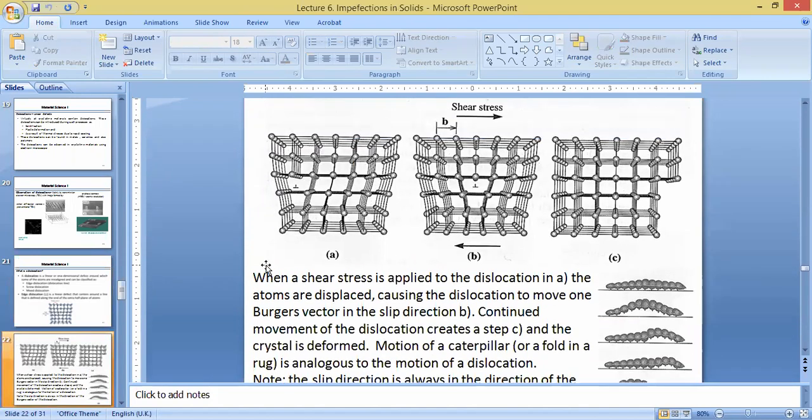What happens usually is when stresses are applied, when the material is undergoing plastic deformation, that's when these dislocations begin to happen. In short, some force has to act on it. An example is this one: there's this line coming down, then this suspended one, so the T formed here. In this one, the atoms are displaced, causing the dislocation to move one Burgers vector in the slip direction. This is known as the Burgers vector.